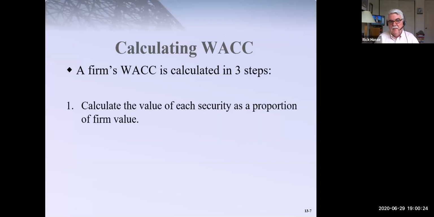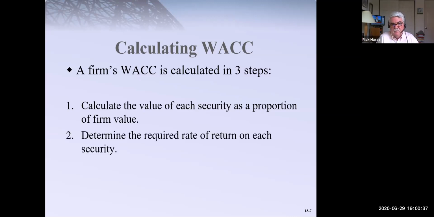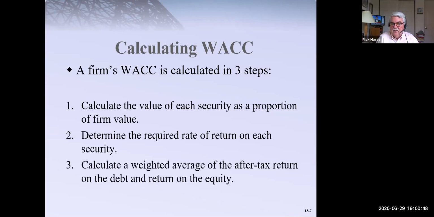So here we go. The WACC is calculated in 3 steps. Calculate the market value of each security, and in some cases, if we don't know that market value, we have to use the book value. Either or is fine. Determine the required return on each security. What is our cost of debt? What is our cost of equity? And calculate the weighted average of the after-tax return on the debt and the return on the equity.